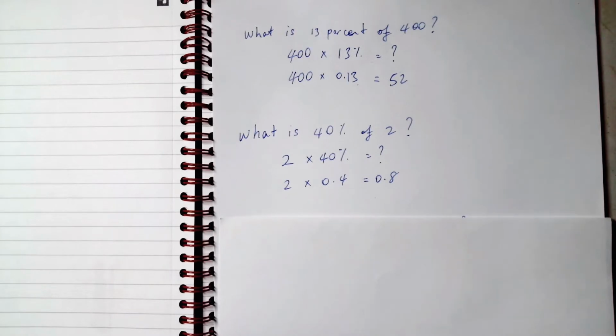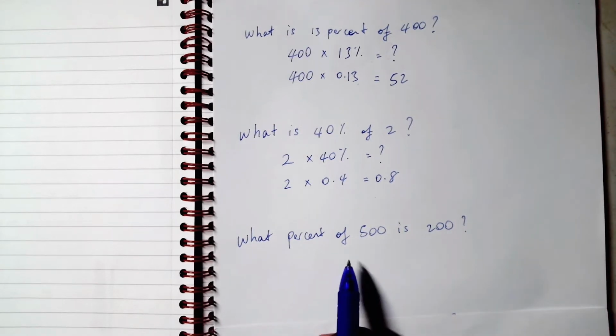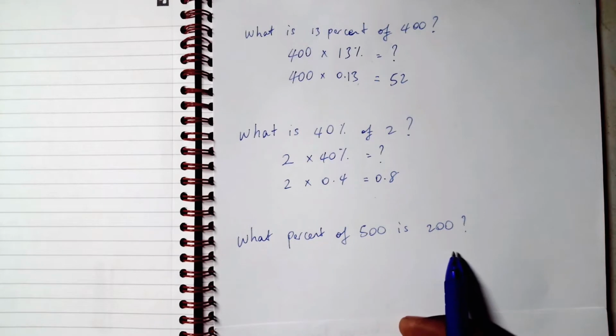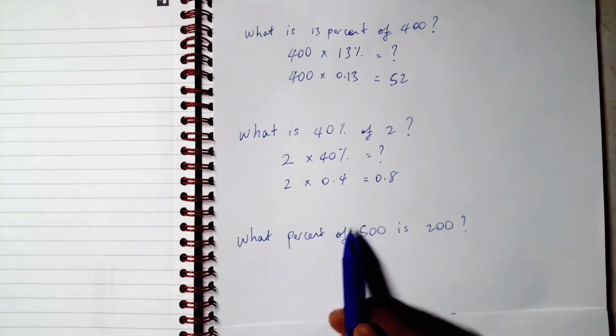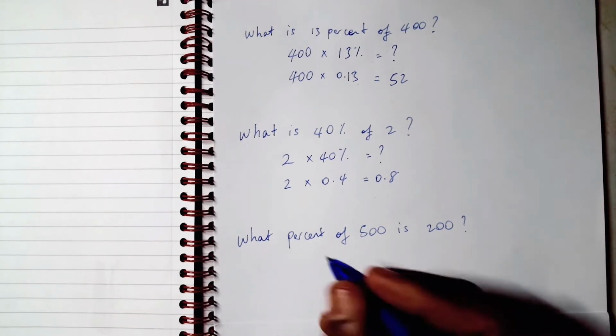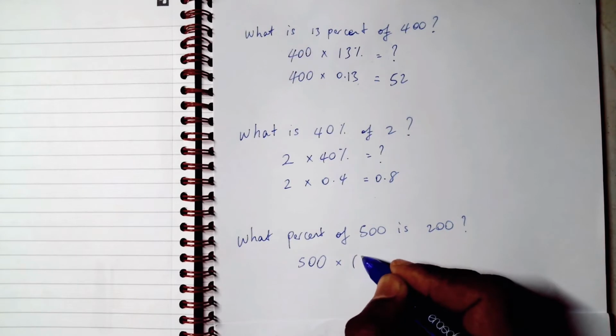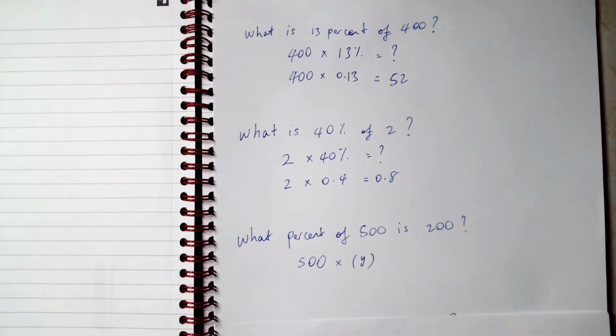Pretty straightforward. Now let's attempt this one. What percent of 500 is 200? They gave us the number and they gave us the result. However, they didn't give us the percentage. So we will write our setup as we know it without the percentage this time. We have 500 multiplied by some percentage. Let's call it y, because we don't know it, is equal to 200.